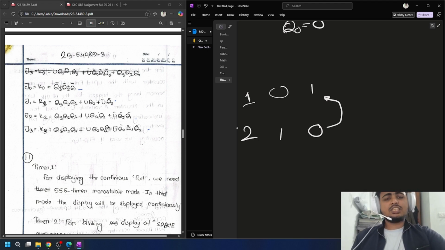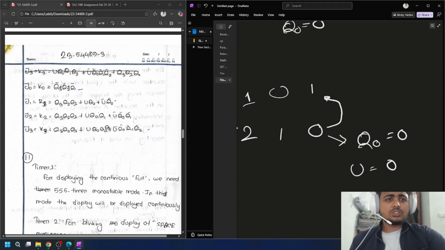Then how does it work here? Let's say Q naught equals 0 and U equals 0. That means J1 and K1 equal 1, as the U' Q naught' condition gets triggered.